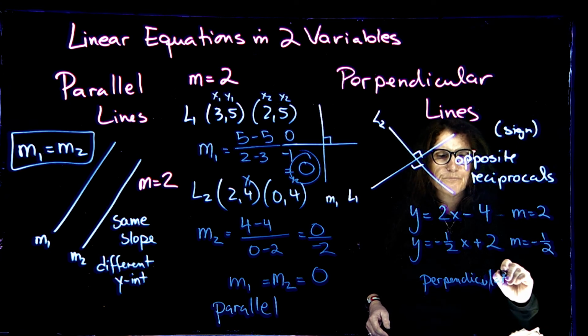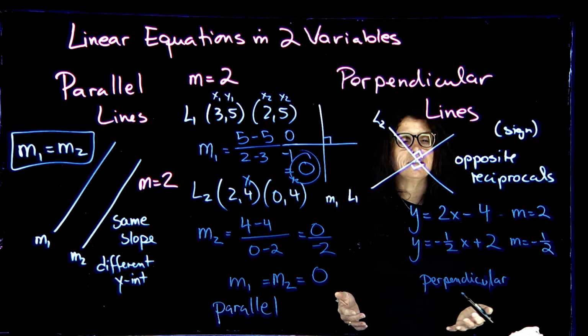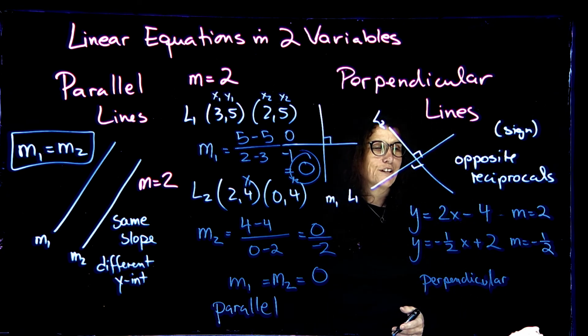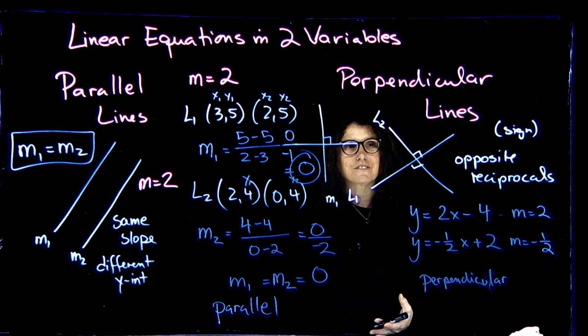There you go. Now, these were perfectly set up where it's y equals. If they are not solved for y, you may have to solve for y first and then compare the slopes.